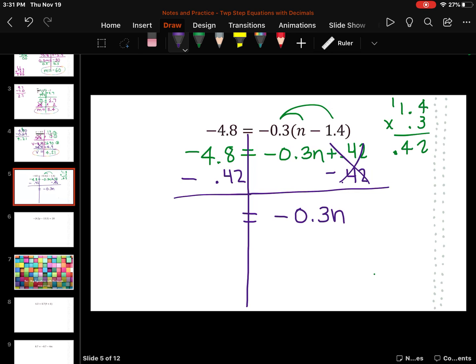So if I keep changes it to an addition and a negative. So same sign, add and keep. So 4.8 plus 0.42. Make sure your decimal's lined up. So 0 plus 2 is 2. 8 plus 4 is 12. Carry the 1. 1 plus 4 is 5. So 5.22, but both of our signs were negative, so we need to keep it as a negative 5.22.